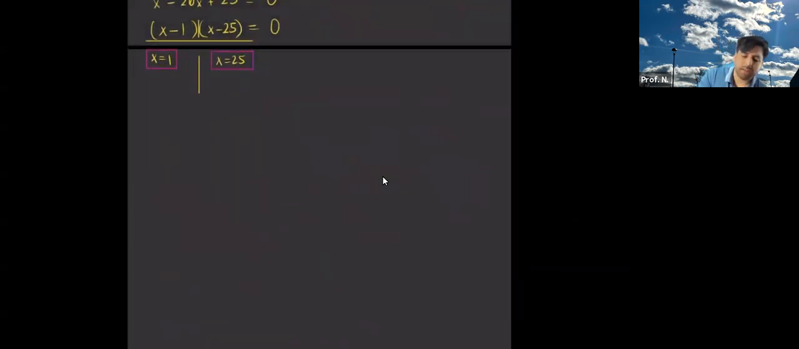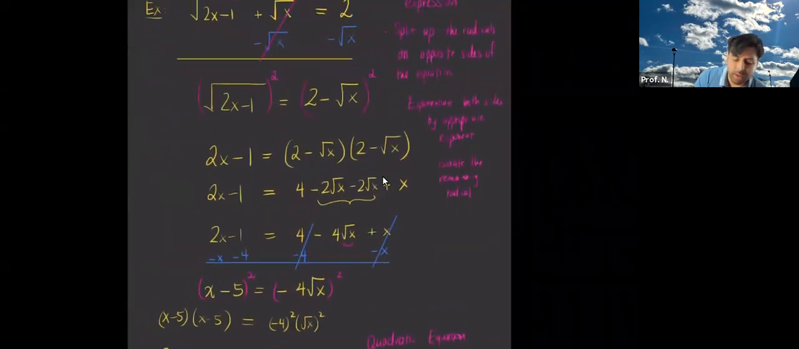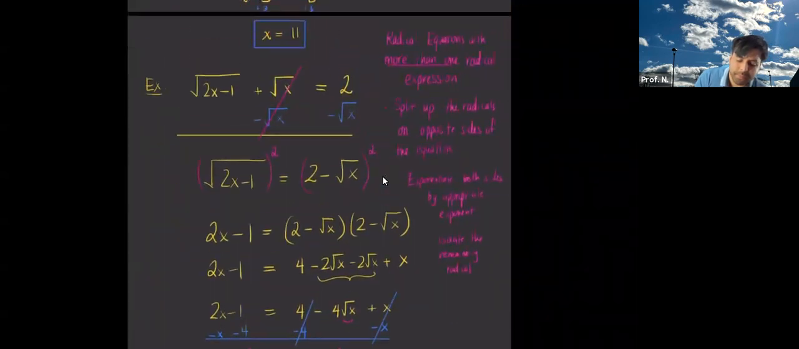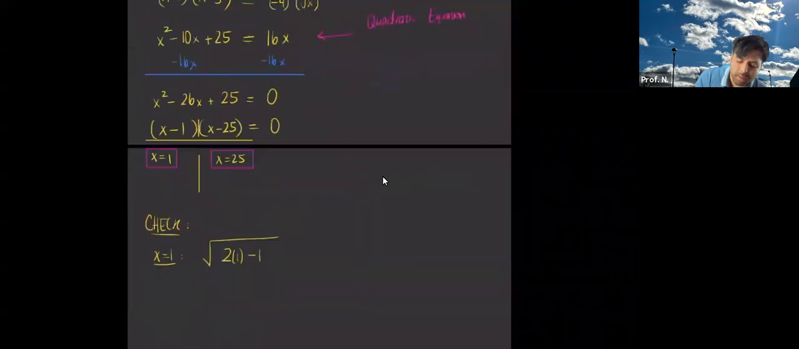So let's check. What happens when x equals 1? When x equals 1, I'm going to plug in, right? The square root of 2 times 1 minus 1 plus the square root of 1. Does this equal 2? Again, this is the original equation. 2 minus 1 is 1. The square root of 1 plus the square root of 1. Does that equal 2?